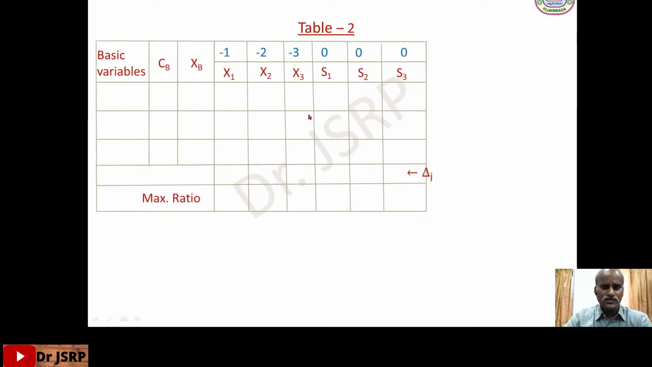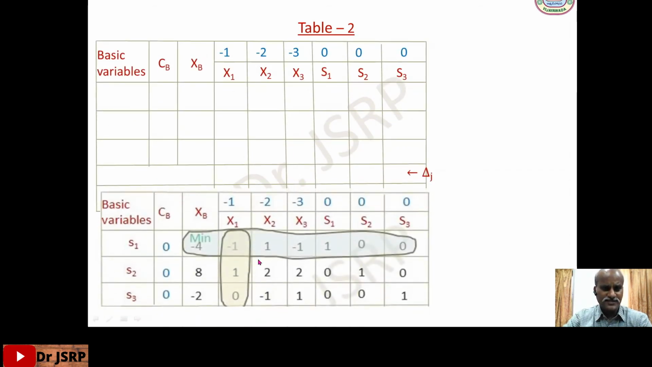So, next solution, table 2. Take the structure of the table. Consider the previous table. Okay, this is the previous table. First, S1 is replaced by x1, so here x1. The remaining two places are the same, S2, S3. The cost of x1 is minus 1, and the costs of S2 and S3 are zeros.